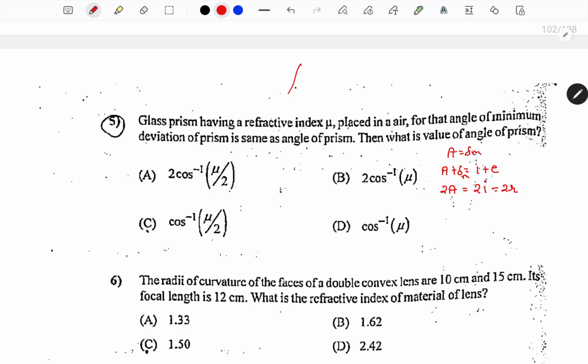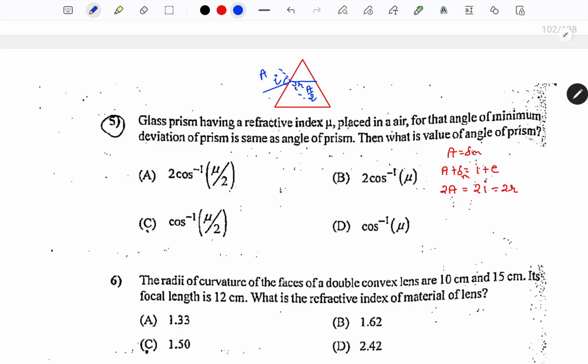Why r? Because here if you draw a triangle and prism, it is clear that Snell's law will apply, and if you apply Snell's law here, it will be the angle of incidence i, and here will be r or A. So if it is A, then it will be A by 2.